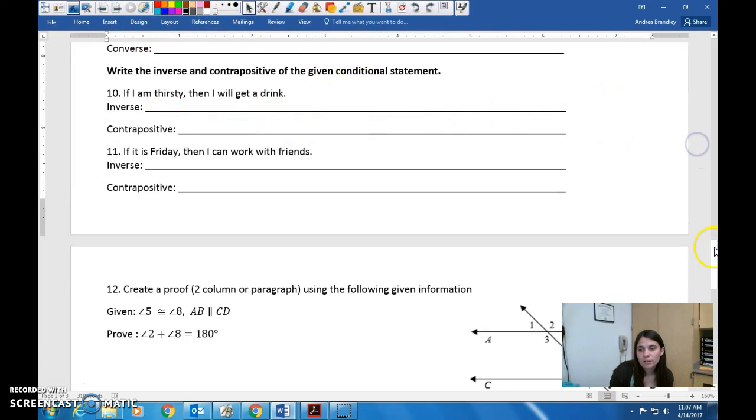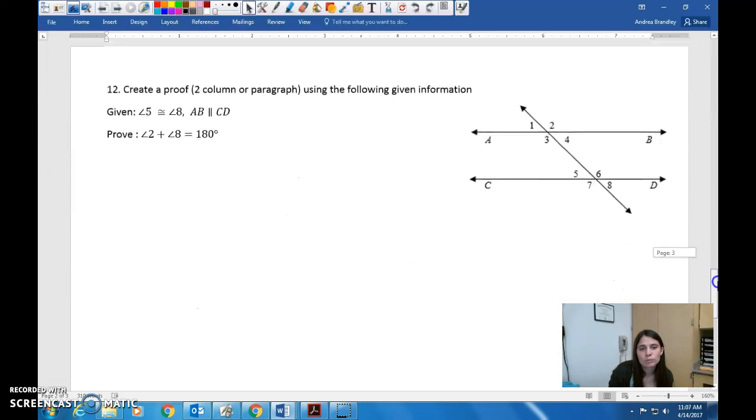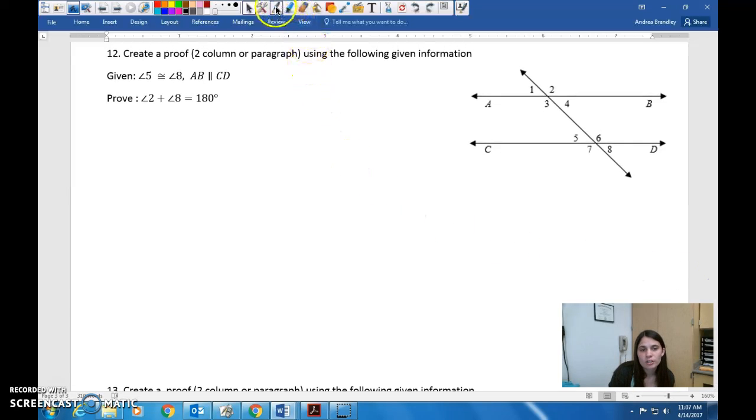Number 12 asks us to create a proof, and it lets us choose between two column or paragraph. So I'm going to start by just looking at what my given information is. So I know that angle 5 is congruent to angle 8, and line AB and line CD are parallel. And it wants me to prove that angle 2 is congruent to angle 8.